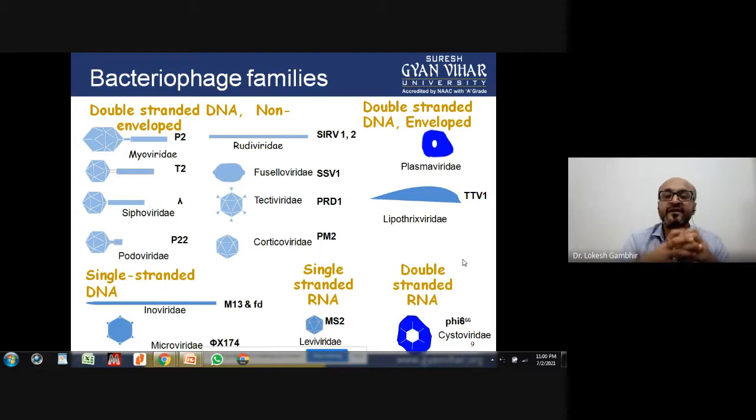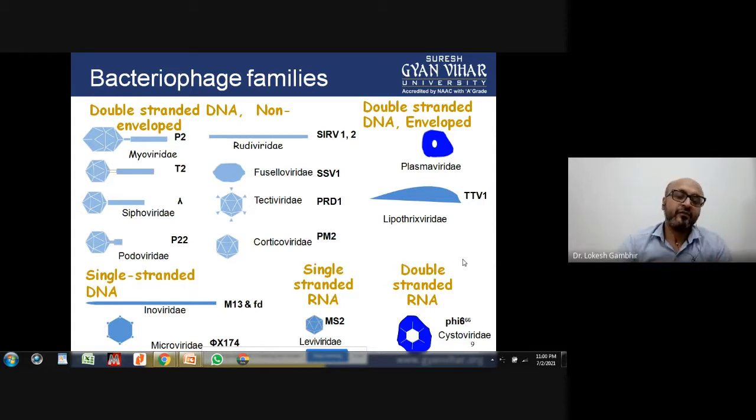So you see, we have the spectrum, but the dominance of the 7 families is by double-strand DNA, and we have only single families of single-strand RNA and double-strand RNA in the bacteriophage families, taking the examples of Leviviridae and phi 6.